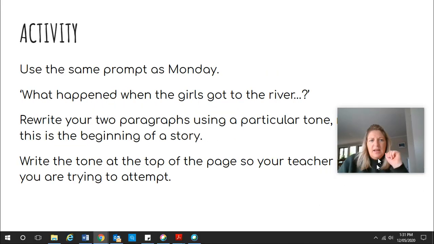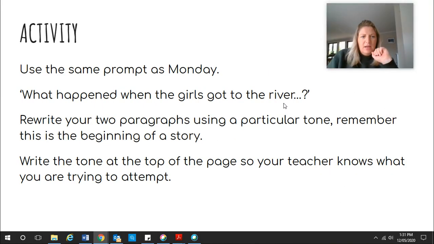So your activity today is to use the same prompt as Monday. What happened when the girls went to the river? You need to rewrite your 2 paragraphs using a particular tone, not phone, tone. I want you to remember this is the beginning of a story, so you're not going to finish the story in 2 paragraphs.